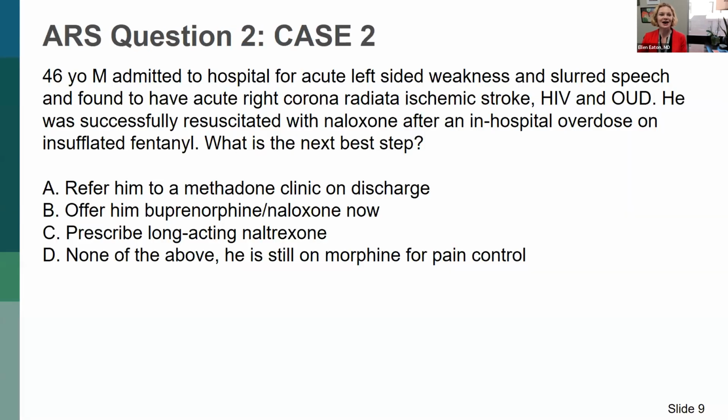Case 2, you again have your 46-year-old male. He was admitted to the hospital. He had this overdose event, was successfully resuscitated. After he is resuscitated and you get this additional history of fentanyl use, what is the next best step? Do you A, refer him to a methadone clinic on discharge, B, offer him buprenorphine co-formulated with naloxone now, C, prescribe long-acting naltrexone, or D, none of the above because he's still requiring morphine for pain control?